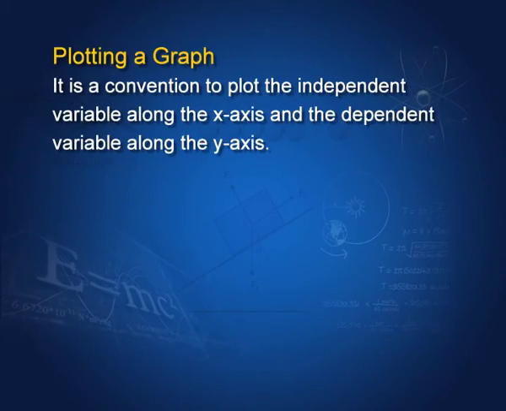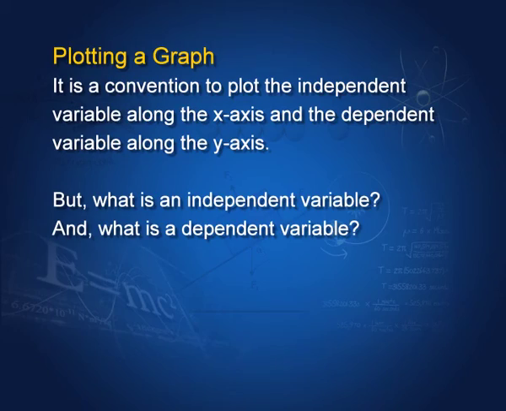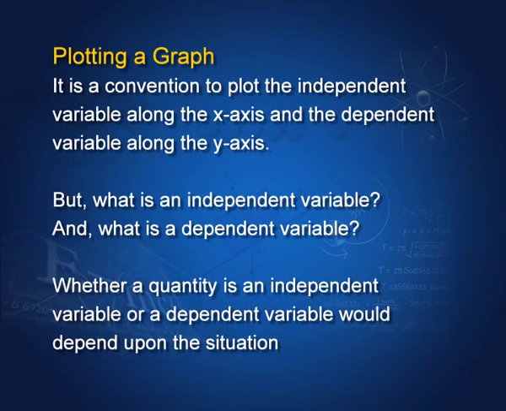How do we plot a good graph? It is a convention to plot the independent variable along the x axis and the dependent variable along the y axis. But what is an independent variable and what is a dependent variable? How do we decide which quantity is the independent variable and which quantity is the dependent variable? Let us see, it depends upon the situation.